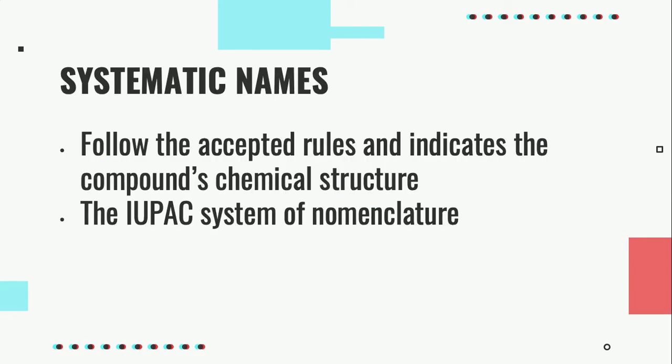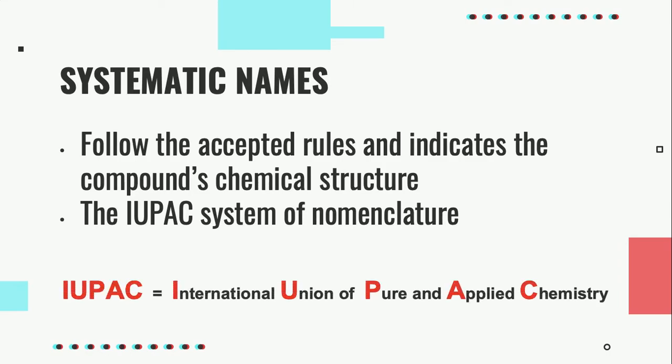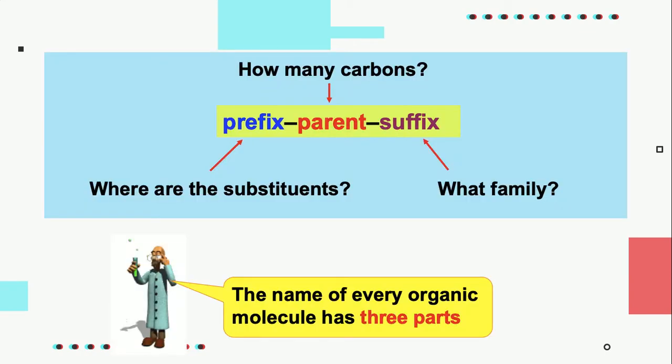The systematic names of organic compounds follow accepted rules and indicate the compound's chemical structure. It is the IUPAC system of nomenclature. IUPAC stands for International Union of Pure and Applied Chemistry. According to IUPAC, the name of every organic molecule has 3 parts. The first part is prefix. Prefix shows the location of the substituents. Parent indicates the number of carbons, and the suffix represents the family of the organic molecule.